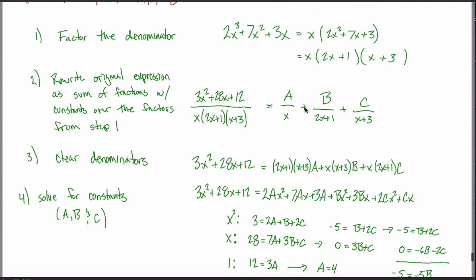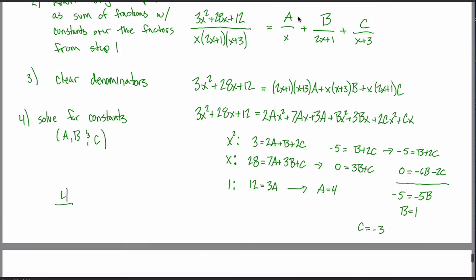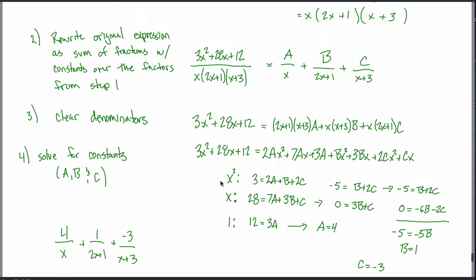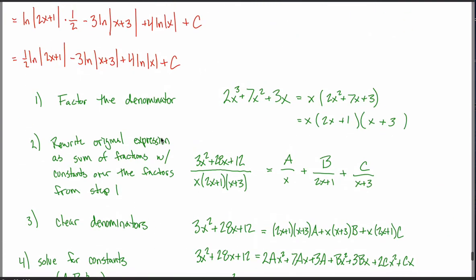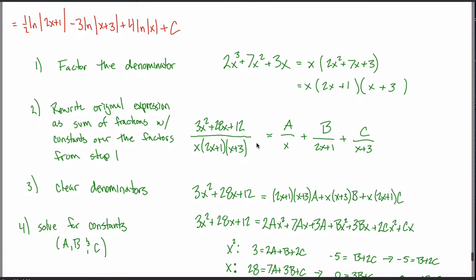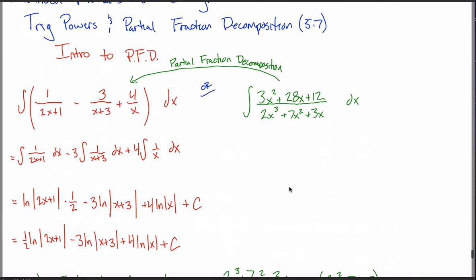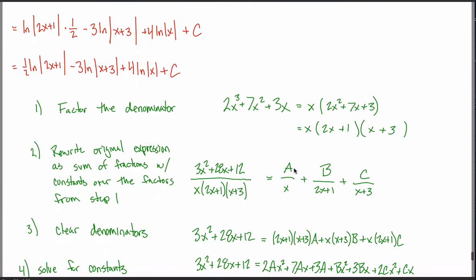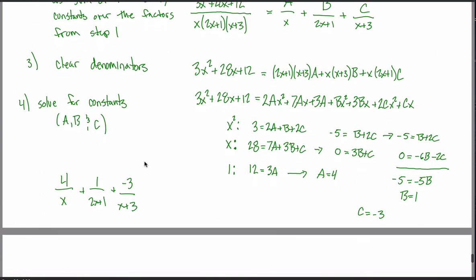I can rewrite this as, instead of A over x, 4 over x. Instead of B over 2x plus 1, 1 over 2x plus 1. And instead of C over x plus 3, I could write it as -3 over x plus 3. What I've shown through this really complicated process, which is what's called partial fraction decomposition, is that this original expression that I was given up here in green is equal to A over x, B over 2x plus 1, C over x plus 3, where A, B, and C are these numbers.